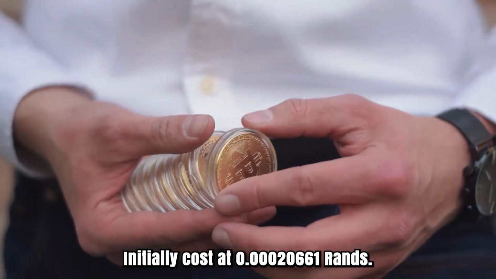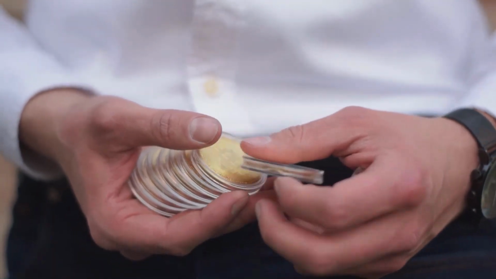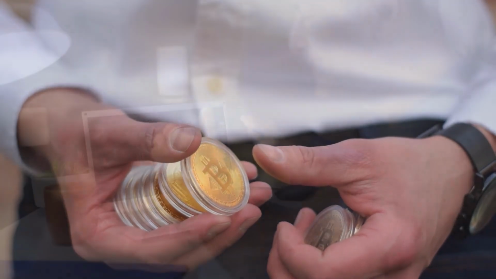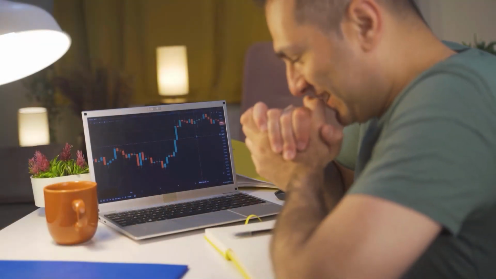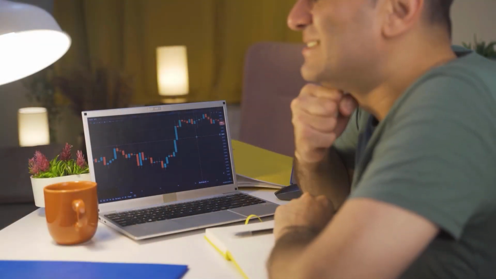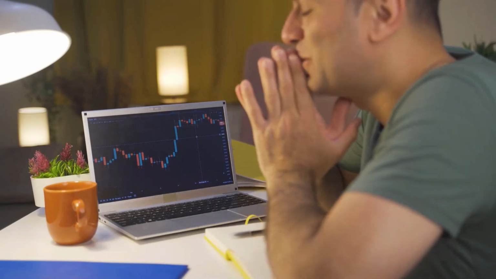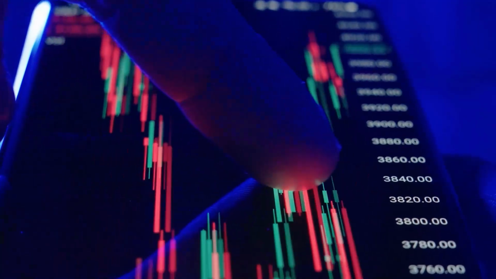Shiba Inu cost Shiba for April 2026. Initially cost at 0.0020661 Shiba. Excessive costs are 0.0025645, while low costs are 0.0020661. The Shiba at the midpoint of costs are 0.0022734.